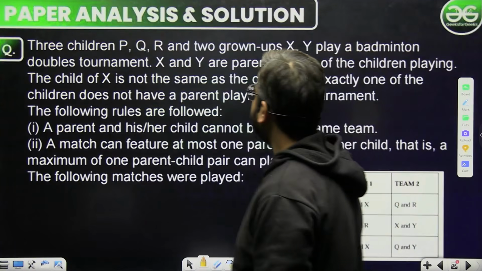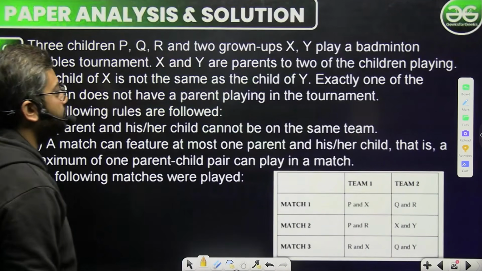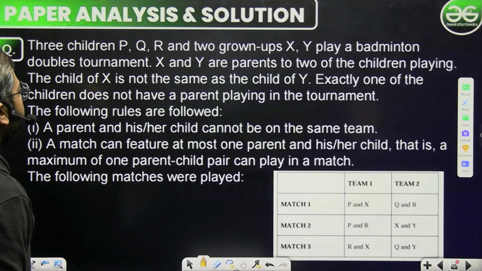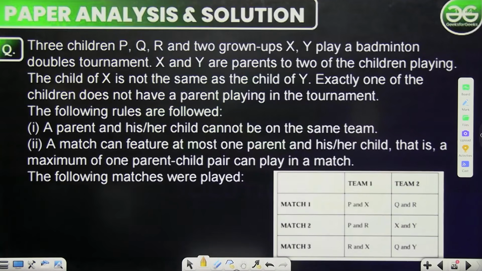3 children P, Q, R grown up. X and Y play a badminton doubles tournament. X and Y's parents are to be the children playing. The children of X are not the same as the children of Y. Exactly one of the children does not have a parent playing in the tournament. The following rules are followed. The parent and her child cannot be on the same team. The parent can feature at most one parent or child.